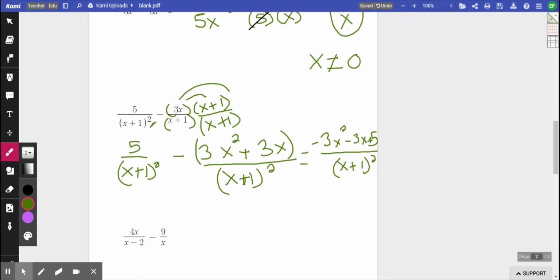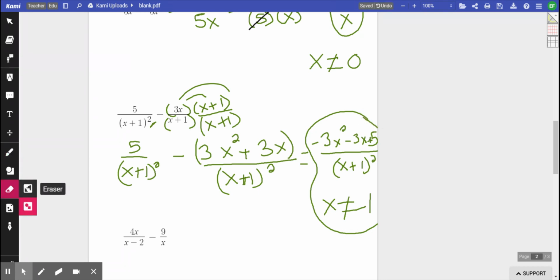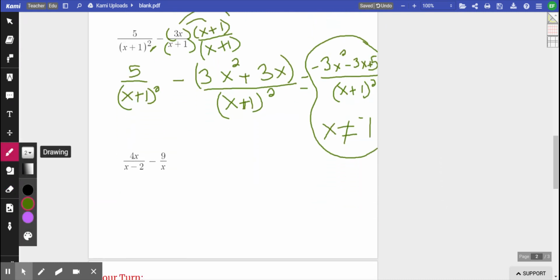All right, just answering the restriction part. It looks like our restriction here, if we try to set any of these denominators equal to 0 and solve for x, is that x could not be negative 1. So final answer. And let's move down to the next one. Just going to clean that up. Moving down to the next one.